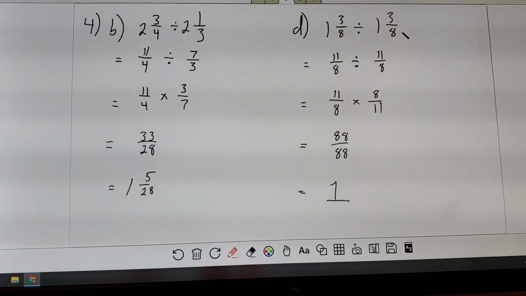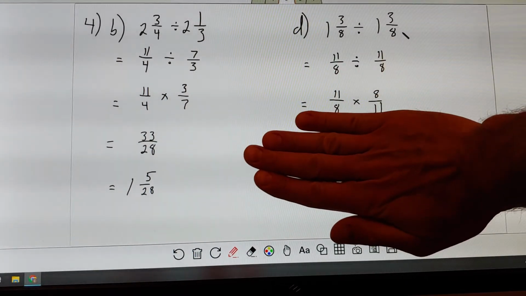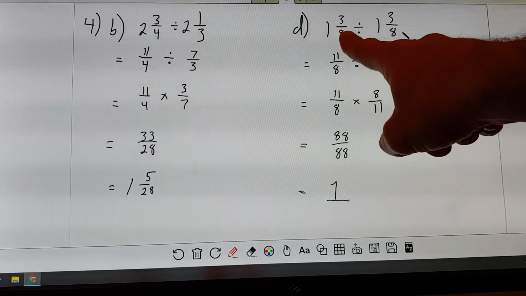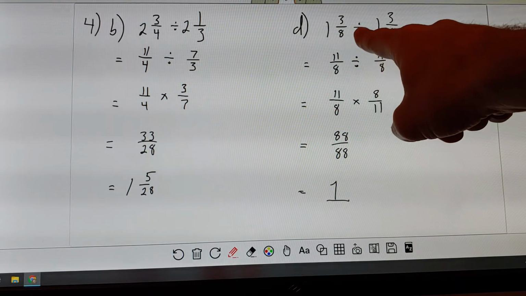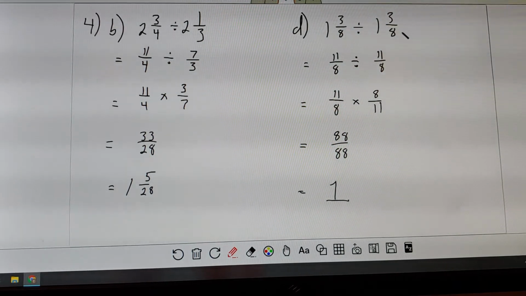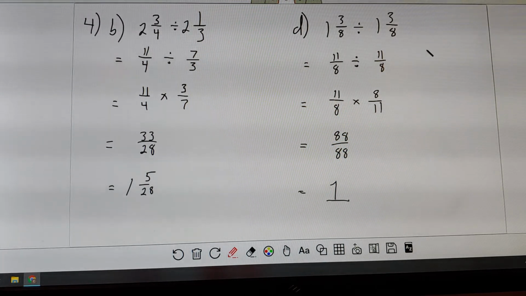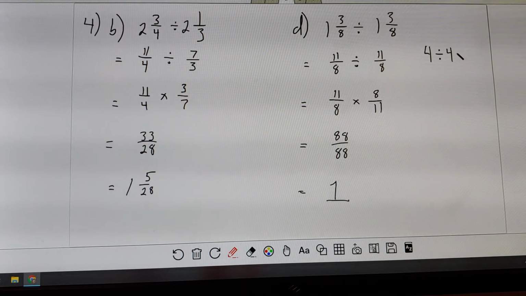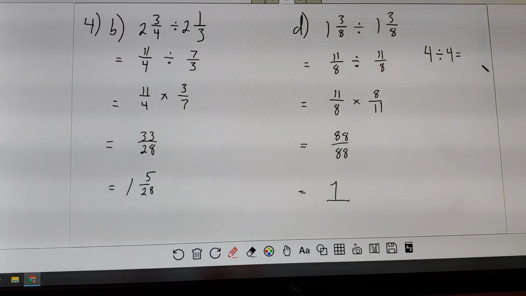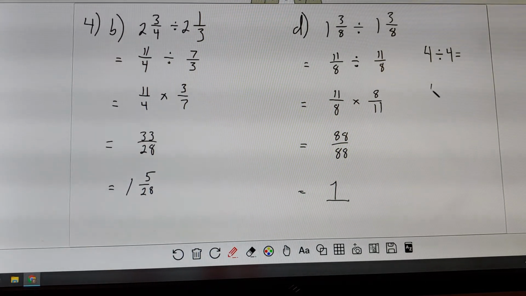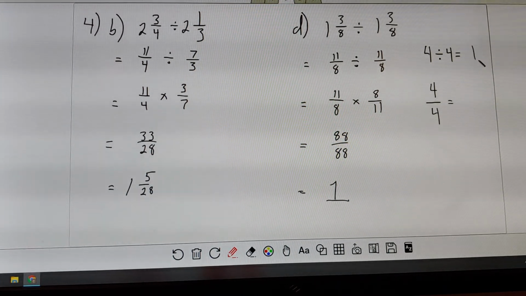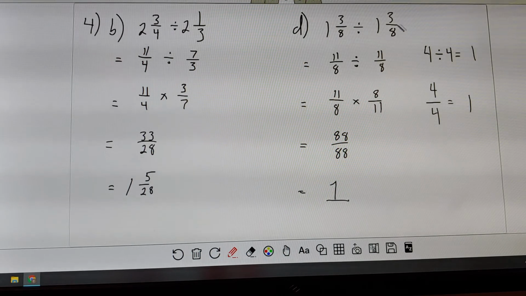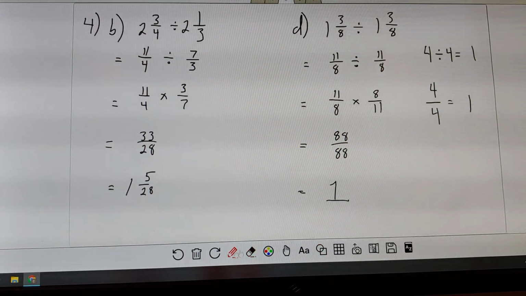1 3/8 divided by 1 3/8. So if you didn't see that, take a look. We've got a number divided by itself. I don't know how many of you realized it before you even started, but if I had put up a question like this, 4 divided by 4, what would you say? And you could also show it this way, 4/4. Well, of course, anything divided by itself is 1. So it's the same thing, even though it's a fraction.